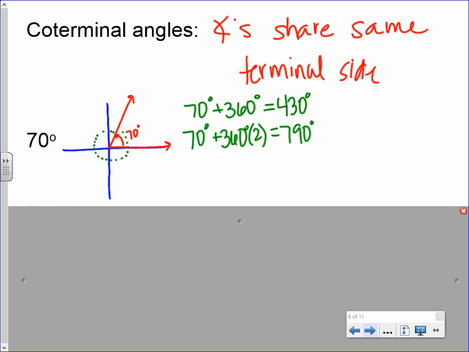Now, I am going to make you find negative angles, okay? So, we could take 70 degrees, and if we want to go the other way, what would we have to do? Subtract 360 to get negative 290.